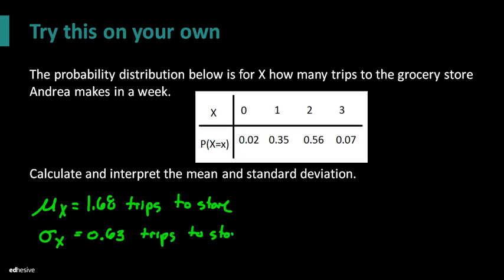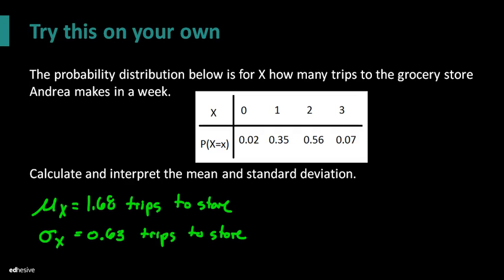Okay. Now, please make sure you listen to me as I describe the interpretation here. Most kids say, well, you can't make 1.68 trips to the store. I realize that. This is an expected value in the long run. So after many, many, many trips to the store, Andrea would expect an average of 1.68 trips per week. There's your interpretation. But that number could vary a little bit, and the standard deviation for how many trips to the store it could vary by is 0.63. So we expect her to make 1.68 trips per week, but it could deviate. A typical week could be off by 0.63 trips to the store.